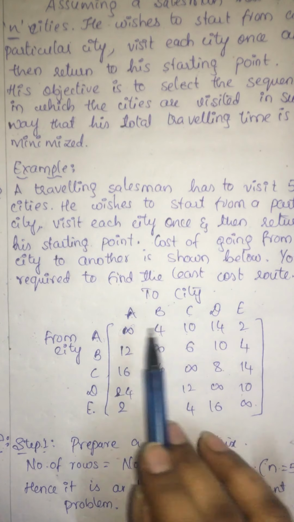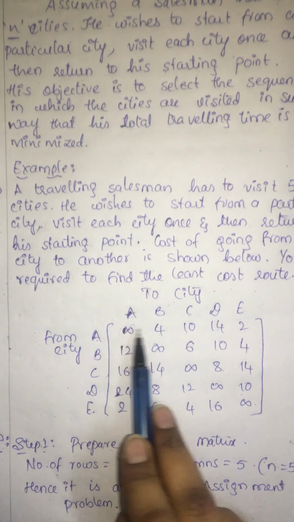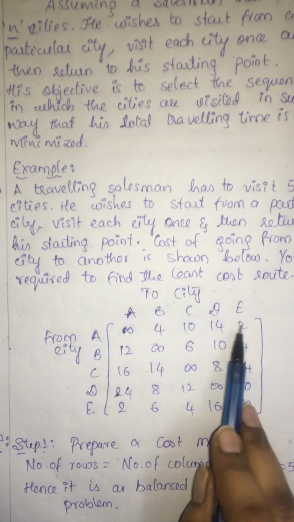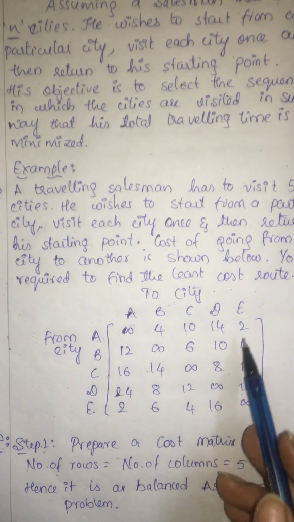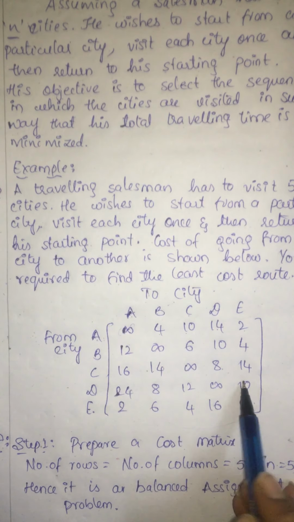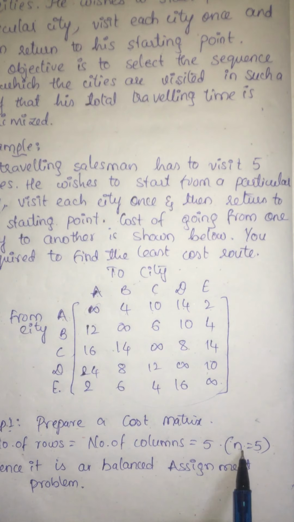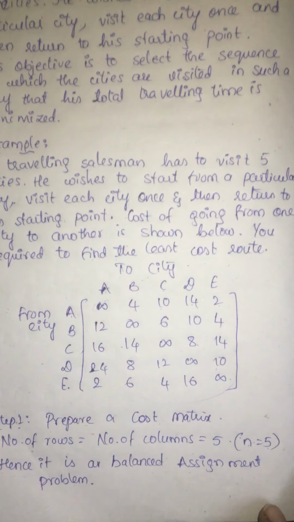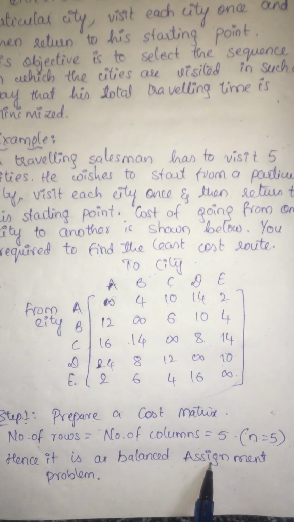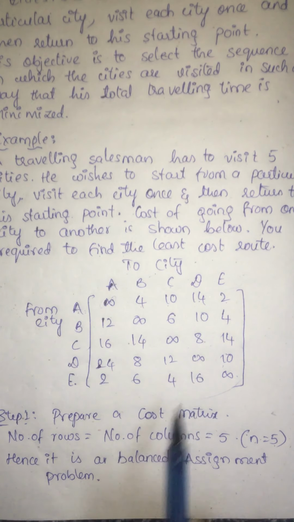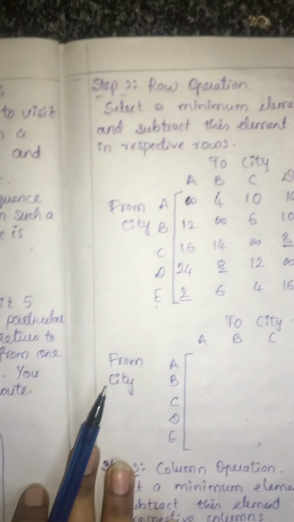And same thing, how many columns are there? We have to check. So A, B, C, D, E, total 1, 2, 3, 4, 5. So the number of columns is equal to 5 and number of rows is equal to 5. So this is what we call the order of the matrix. The order of the matrix is represented by the symbol n, which is equal to 5. Hence we call this matrix balanced, and this kind of assignment problem is said to be a balanced assignment problem. So this is the first step.